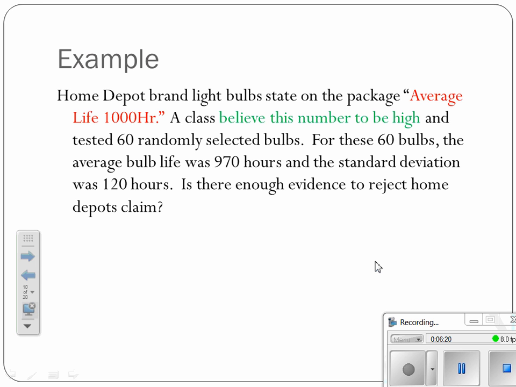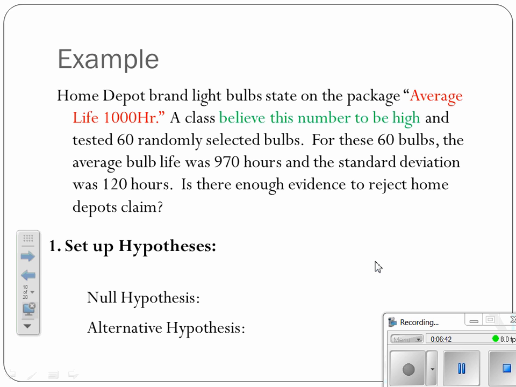So maybe we go through a full example. Home Depot brand light bulbs state on the package that they're going to last 1,000 hours. We think this is too high as a class, so we tested 60 random bulbs. We got this average life with a standard deviation of 120. Is there evidence to support or to reject Home Depot's claim? First things first, let's set up some hypotheses. For the null hypothesis, this is an average problem, so we're talking about mu. They think that the average is 1,000 hours. However, we think the number is high, so we think that it's actually less than 1,000 hours.